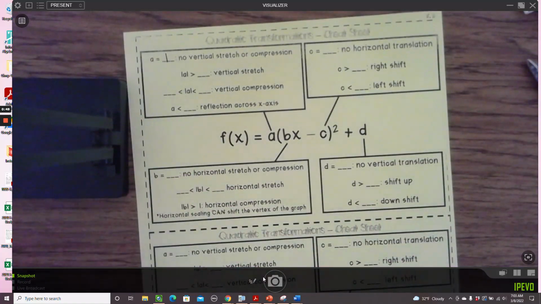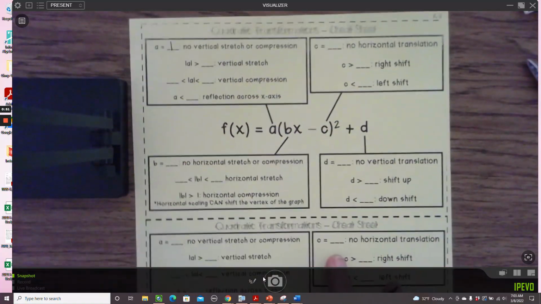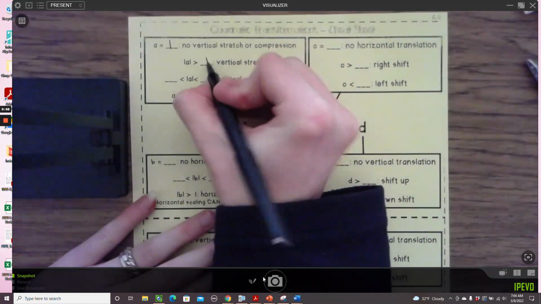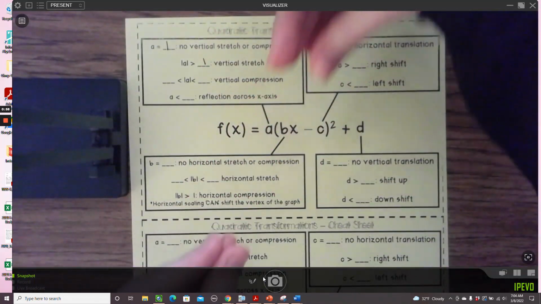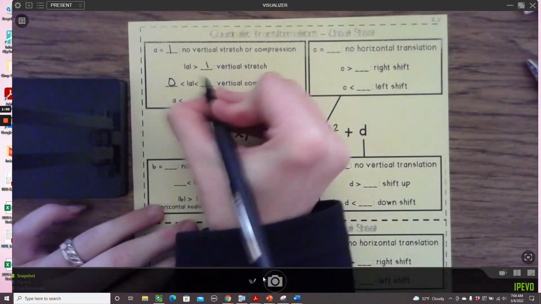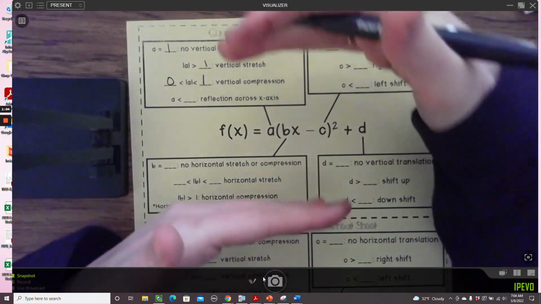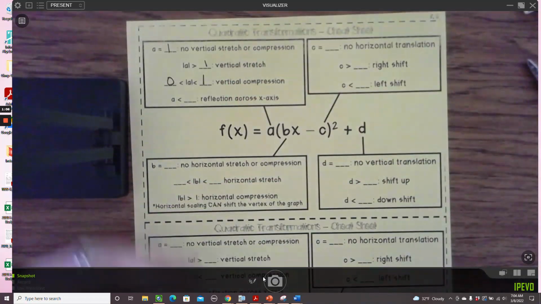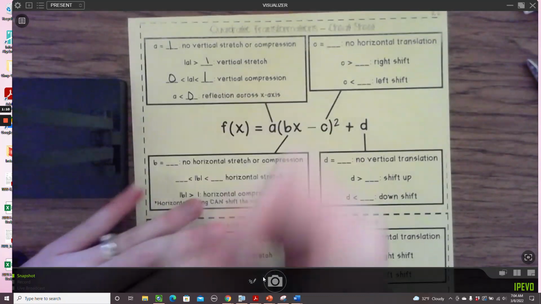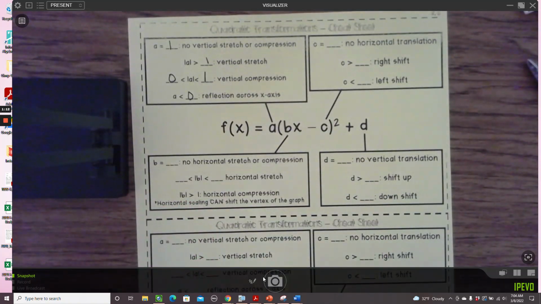Now, if the absolute value of A, meaning just take the number, don't look at the sign, is greater than 1, it's going to stretch that parabola vertically, okay? If that value is in between 0 and 1, it's going to compress that parabola vertically. And if A is less than 0, so if it is a negative number, it's going to reflect it across the x-axis. So those are vertical stretches and compressions.